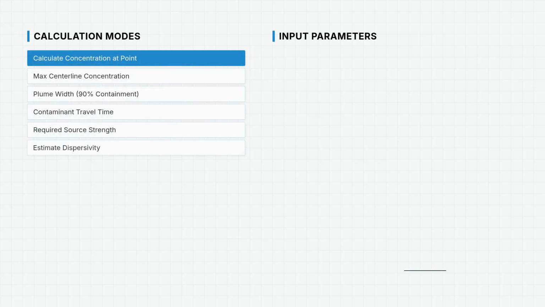The Contaminant Plume Dispersion interactive calculator determines how pollutants spread through groundwater in 3 dimensions. Let's explore the inputs. First, select your calculation mode from 6 options.